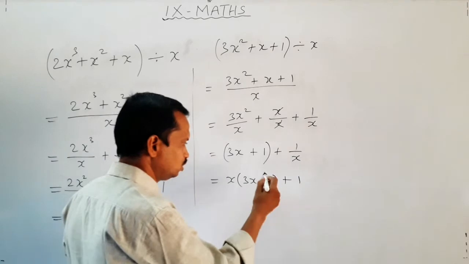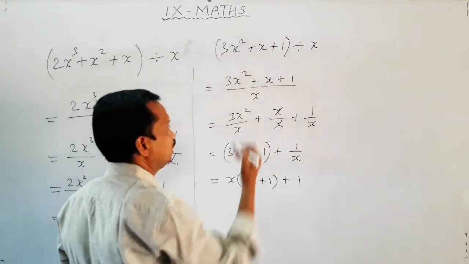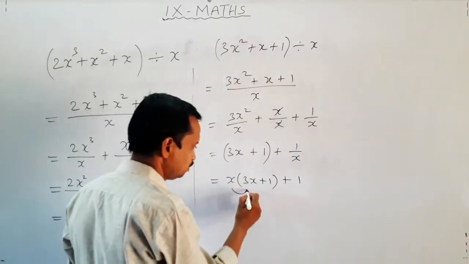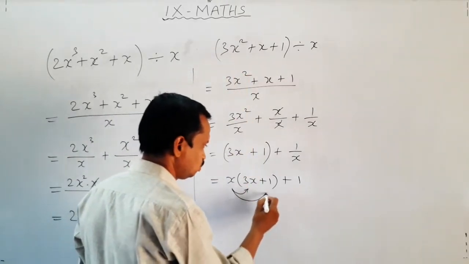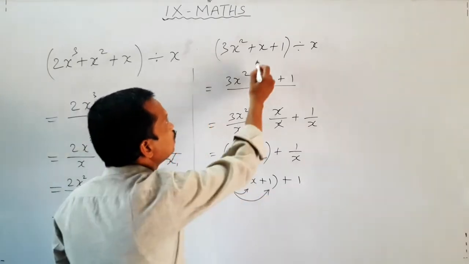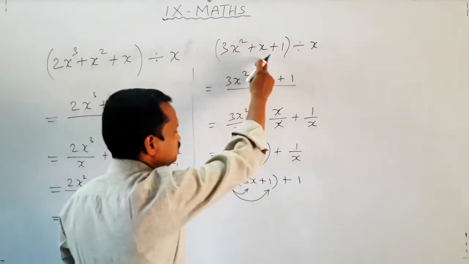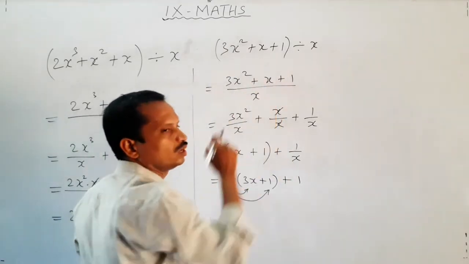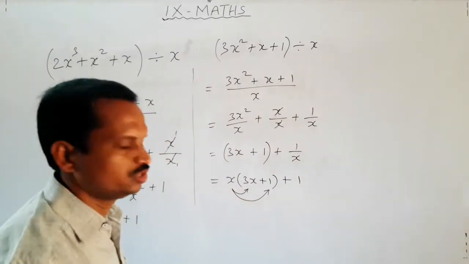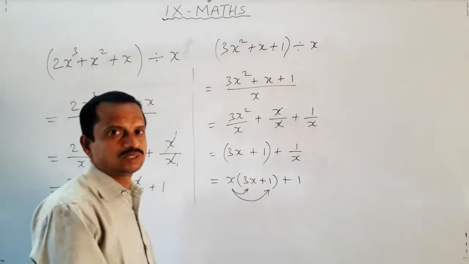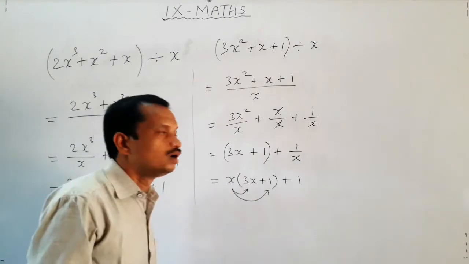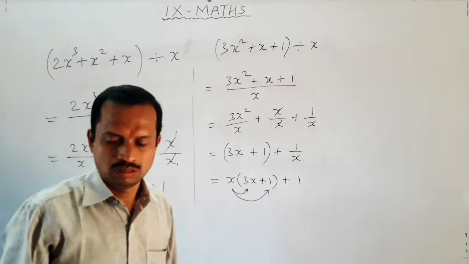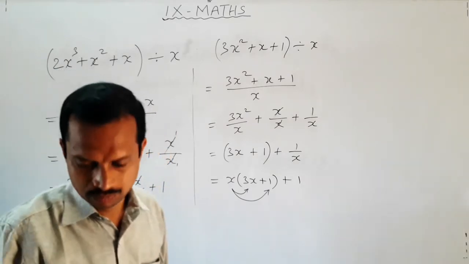If you multiply, you will get this. You see, x into 3x is 3x square, and x into 1 you will get x. So 3x square plus x, the first two terms we got, and then plus 1, that's the third term, the constant. Clear? So like that we can write. This is the way of writing this type of division. And shall we move to the next, remainder theorem? Clear?